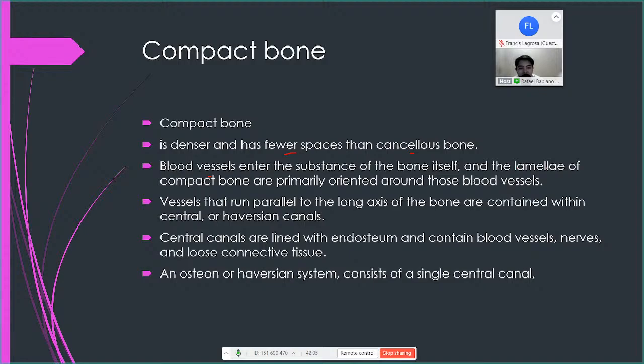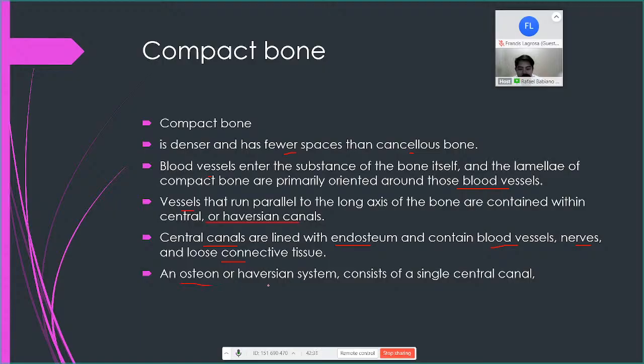And the lamellae of the compact bone are primarily oriented around the blood vessels, meaning they're rich in blood supply. So same linear story of vessels, contained within the Haversian canal. Central canals are lined with endosteum. I already showed you earlier. Endosteum, and then blood vessels, nerves, and connective tissue.